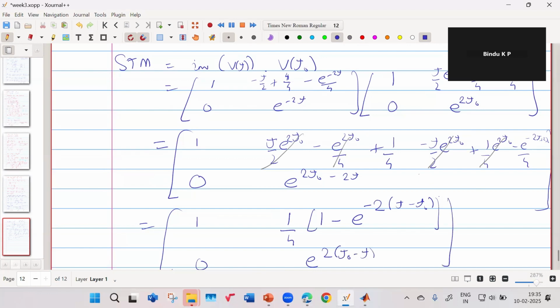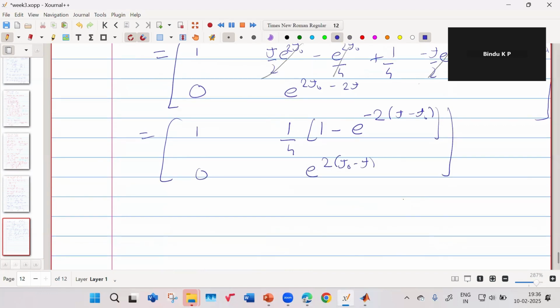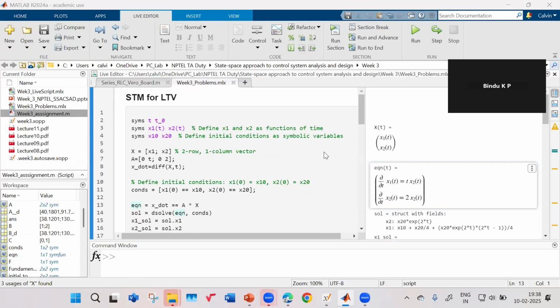And this is e to the power 2 t0 minus t. So I can further write it down as 0.25 into 1 minus e to the power 2 t0 minus t, into e to the power 2 t0 minus t. Okay, so this is the state transition matrix. What I have done is I have used the MATLAB symbolic math toolbox, just to verify my calculations, and I think there is some mistake, but we have to check carefully again where I made a mistake.